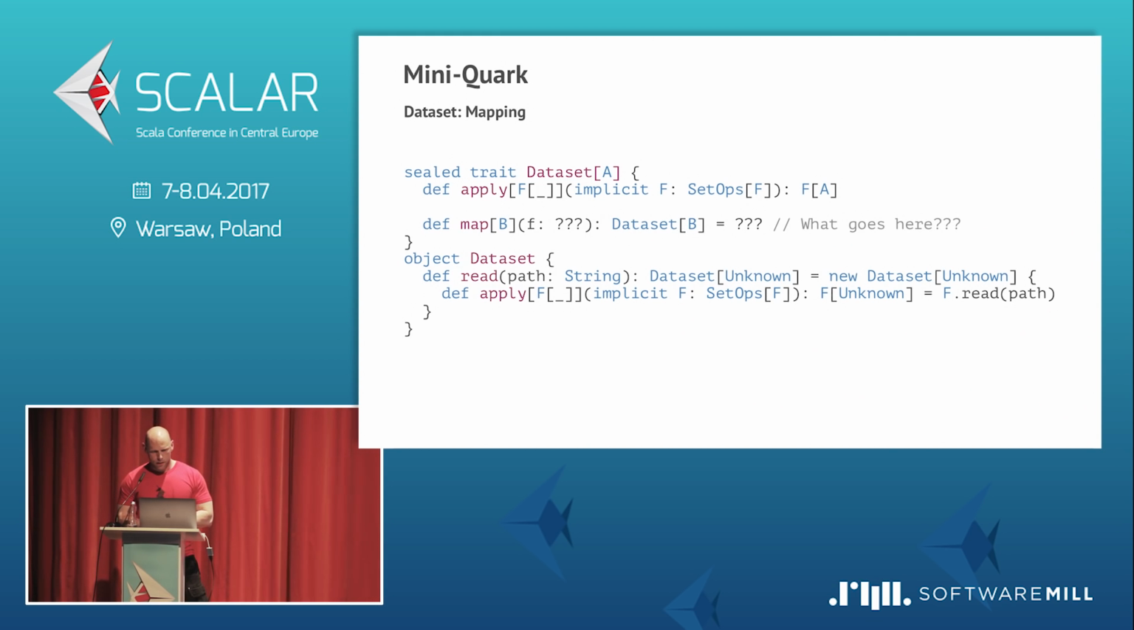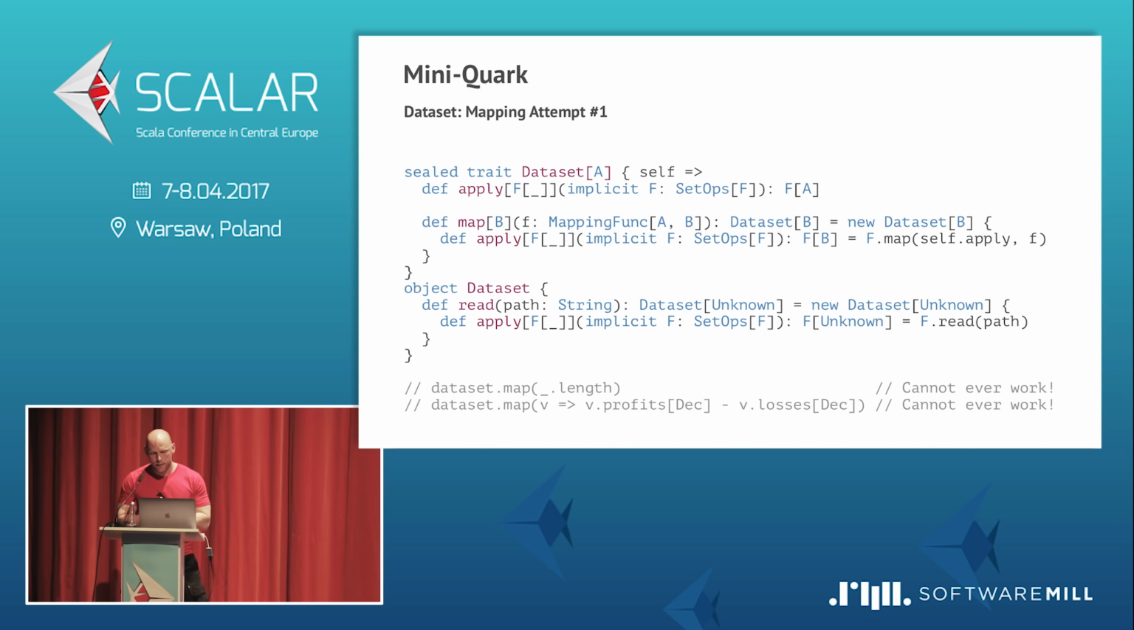All right, so here's our implementation in dataset. We know something needs to go inside the question mark, question mark, question mark. We want to be able to call dataset.map and do all sorts of interesting things with it, like we can on a Spark RDD or on a Scala collection. How are we going to do that? Well, the naive approach is, let's let f be a mapping func from a to b, right? Because then we can map the data set of a to a data set of b simply by calling the map function on the setops.